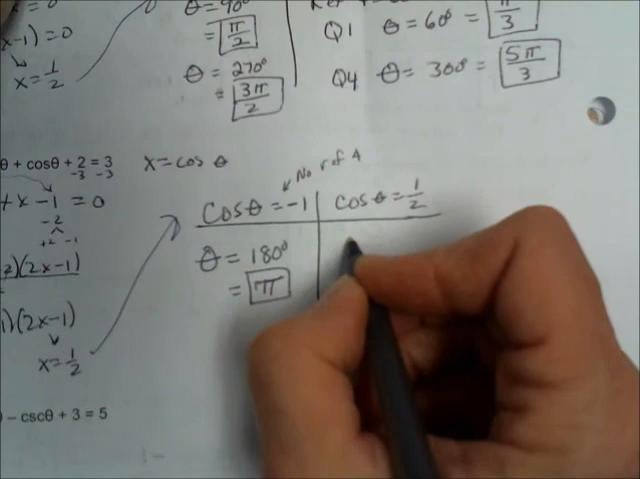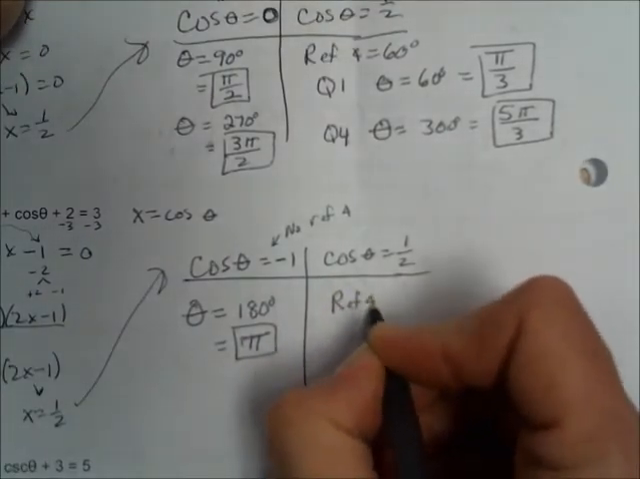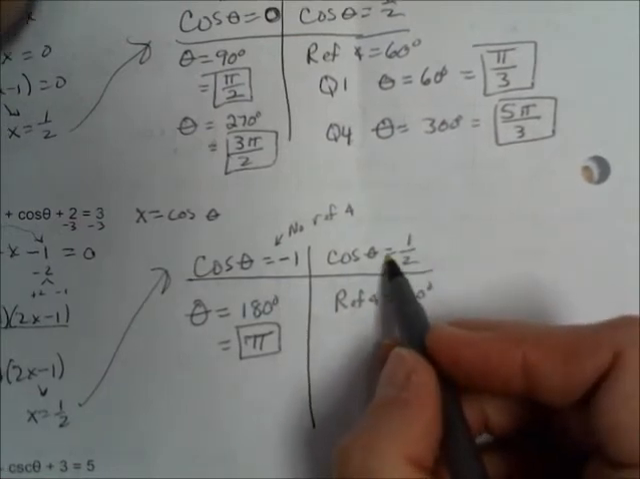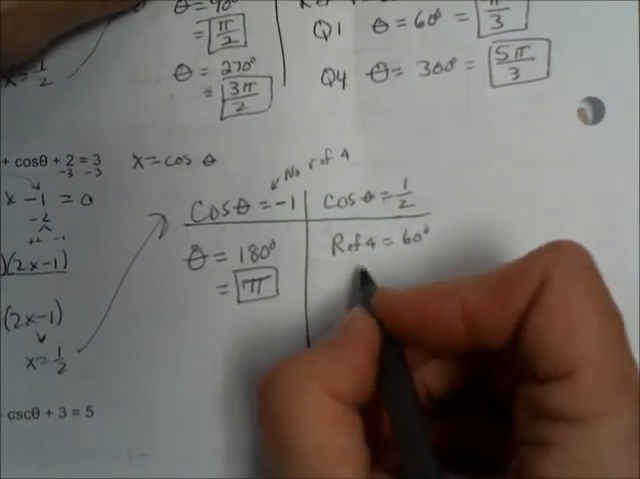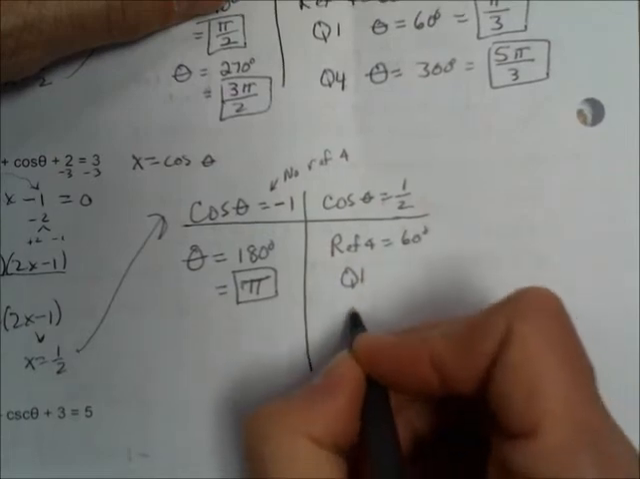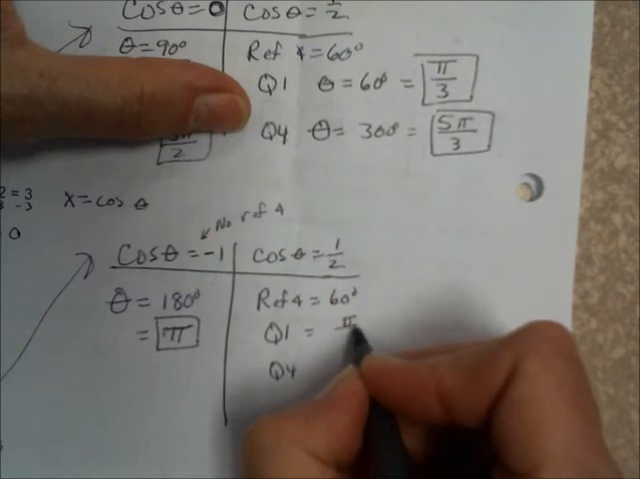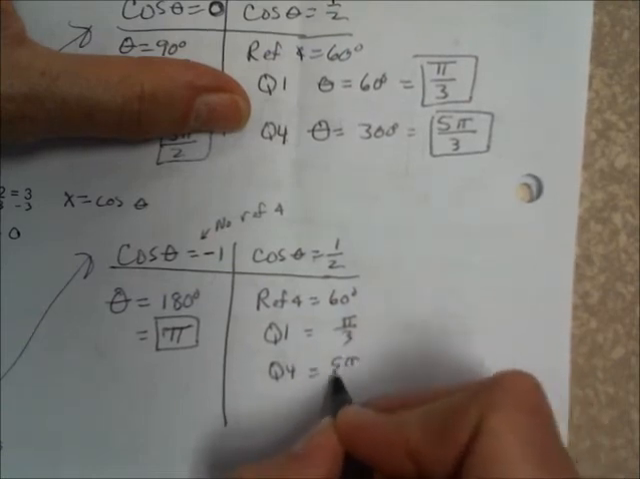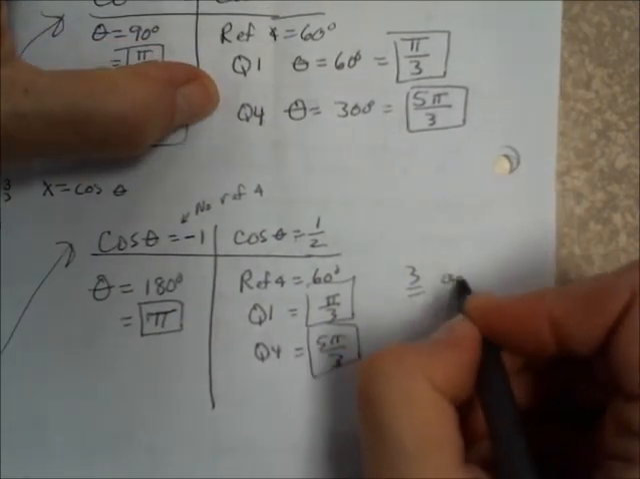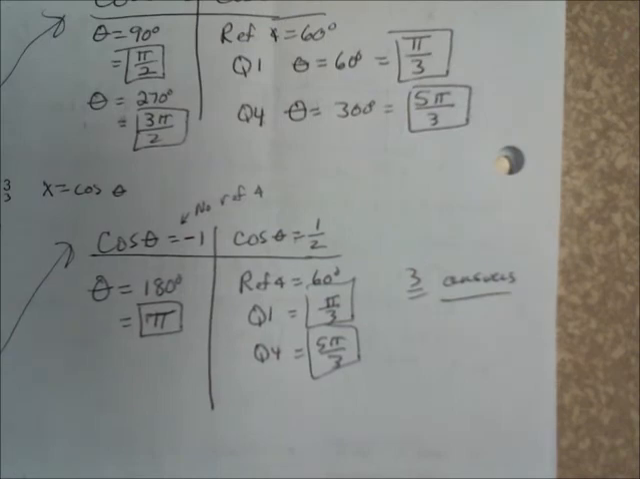Now you do the reference angle again, just like you did before. This reference angle is equal to 60 degrees. And again, because cosine is positive 1/2, you get quadrant 1, quadrant 4, and I'm not going to repeat all this work. I'm just going to put pi over 3 and 5 pi over 3 as there are 3 answers to this one, not 4. Sometimes you got 4, sometimes you got 3.